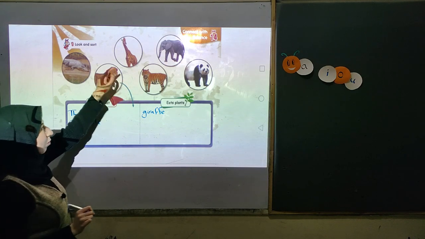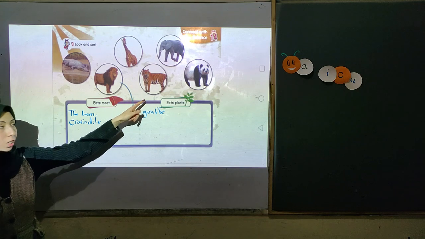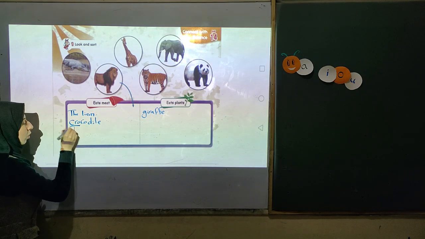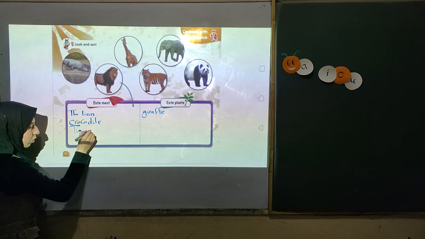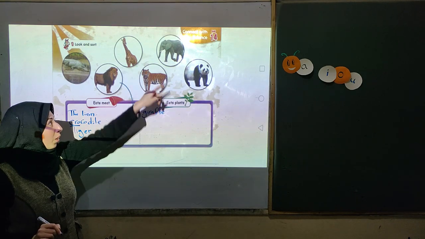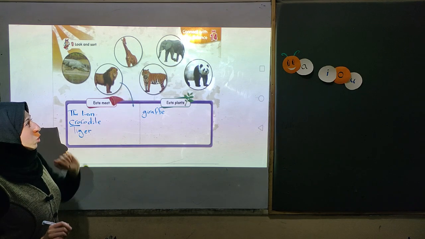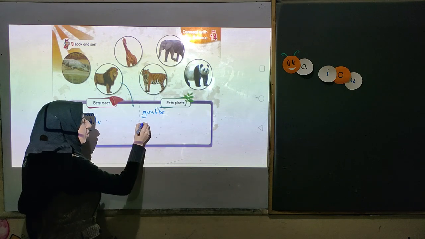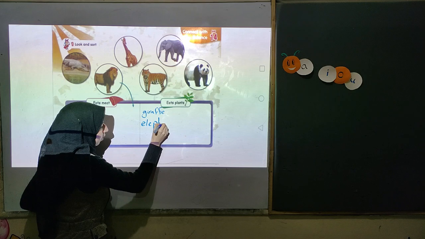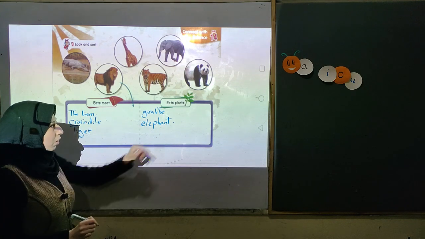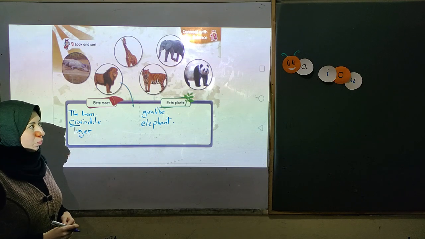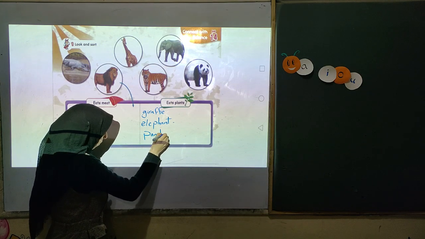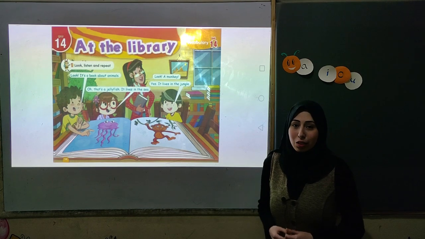Okay. The tiger, it's a tiger. And it's for sure eats meat. So I'll write tiger. The elephant. What does the elephant eat? It eats plants. Excellent. So here I will write elephant. And the last one, it's a panda. Panda and it eats plants. So I'll write panda.